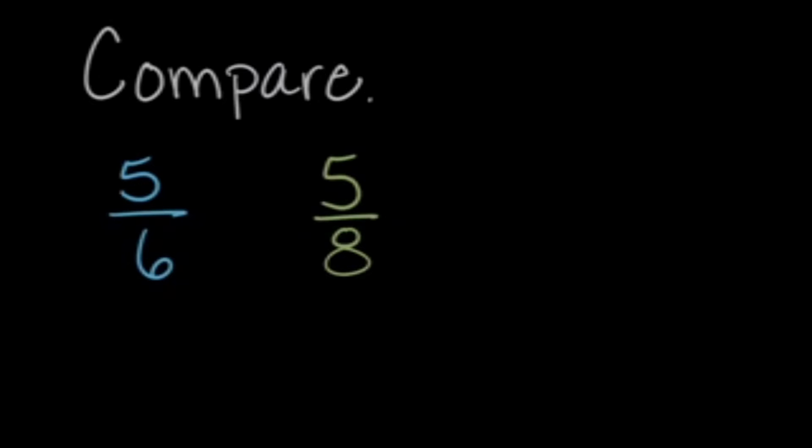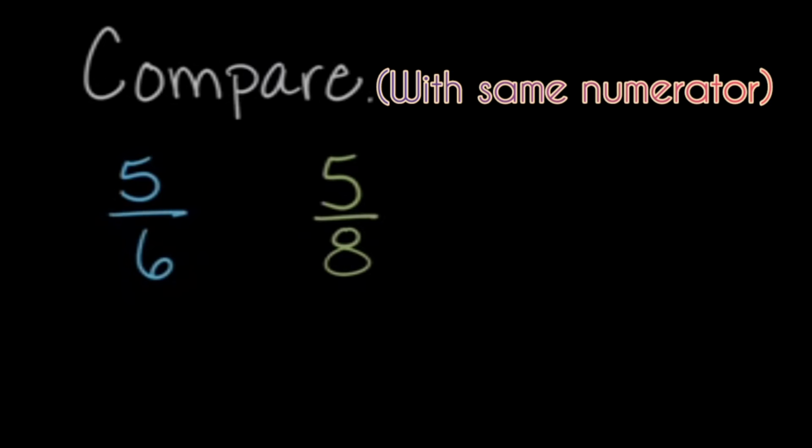Let's compare 5/6 and 5/8. So 5/6 means out of 6 parts we are taking 5 parts, and 5/8 means out of 8 parts, we are taking 5 parts. Now, if you notice carefully, you will see that in both the fractions, the numerator is 5. Okay? So, we will learn comparing fractions having same numerator but different denominator.